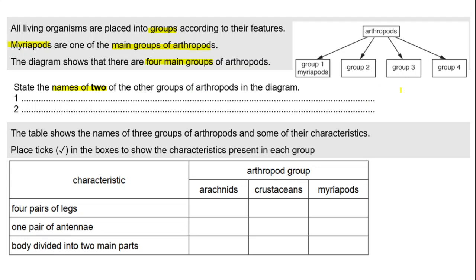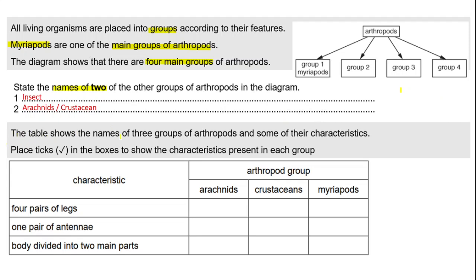So which one? Let's see. First you can write insect. Second you can write arachnids or crustaceans. So any 2 you can write out of these 3, right? Okay, let's see the next one.